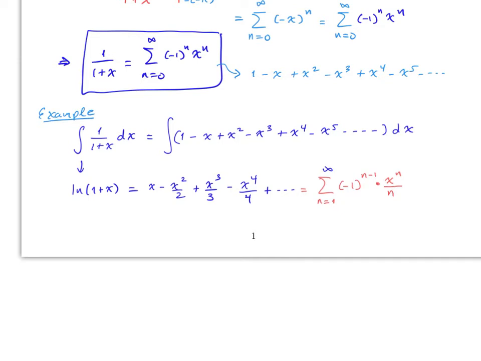So therefore, the power series representation for ln of 1 plus x is equal to this. And notice how it was very easy to get this.